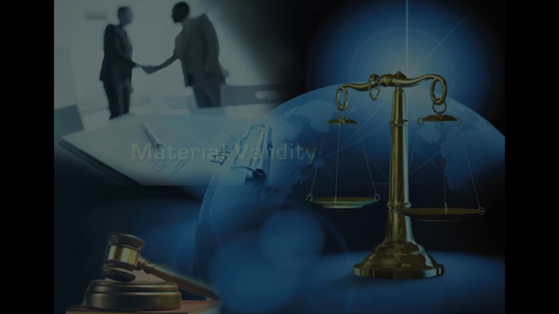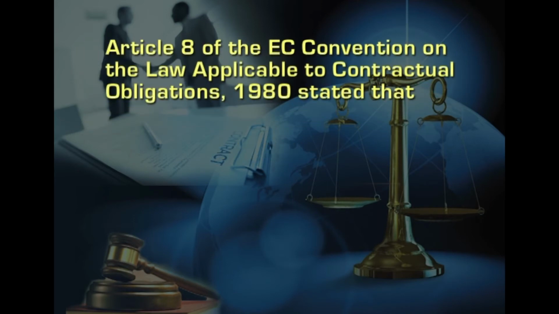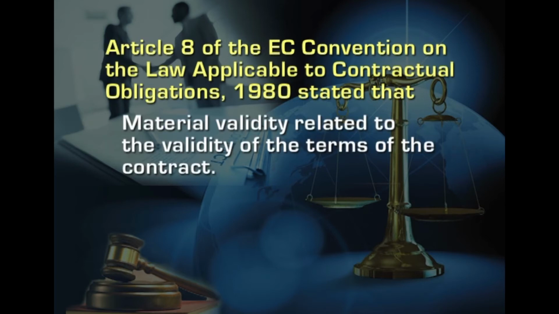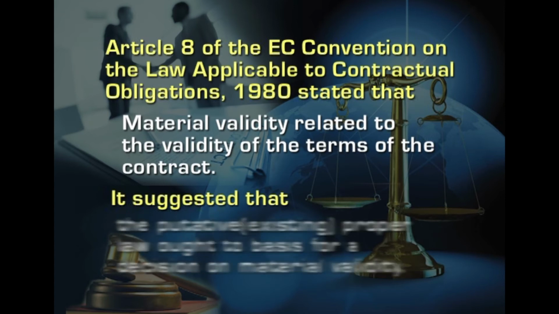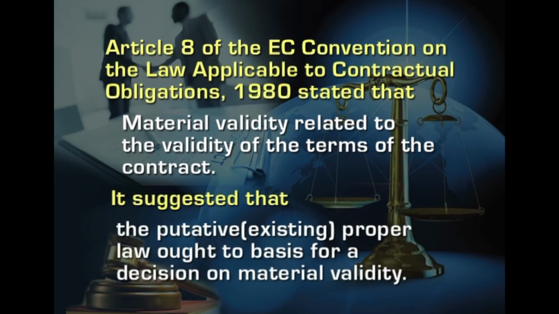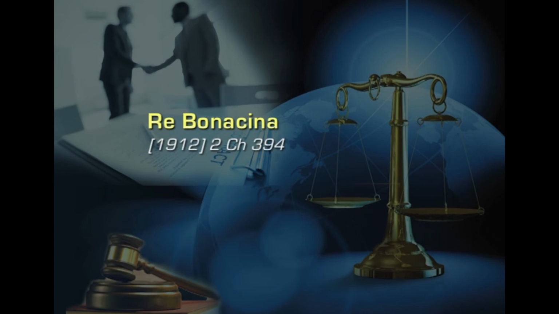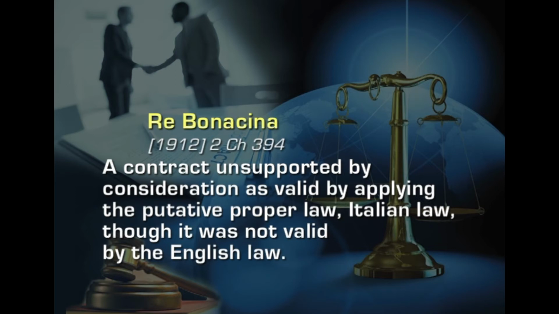Material validity. Article 8 of the EC Convention on the Law Applicable to Contractual Obligations 1980 stated that material validity related to the validity of the terms of the contract. It suggested that the putative existing proper law ought to be the basis for a decision on material validity. In the Re Bonacina case, the Court of Appeal held a contract unsupported by consideration as valid by applying the putative proper law, Italian law, though it was not valid by English law.